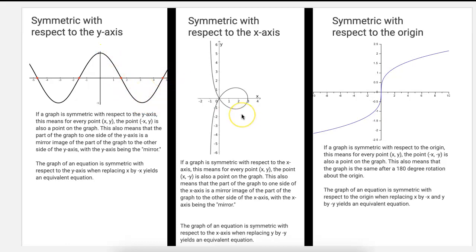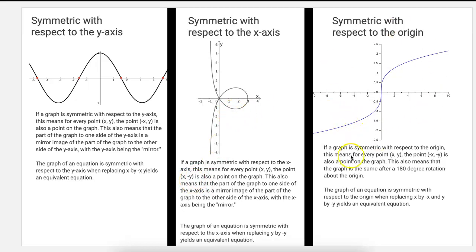Similarly, symmetric with respect to the x-axis works so that the x-axis is the mirror. So whatever you see on one side of the x-axis, like all of this piece of the graph here, is a reflection of what you see on the other side of the x-axis here below. A little bit more technically, what that means is that for every point xy, the point x, opposite of y, is also a point on the graph.